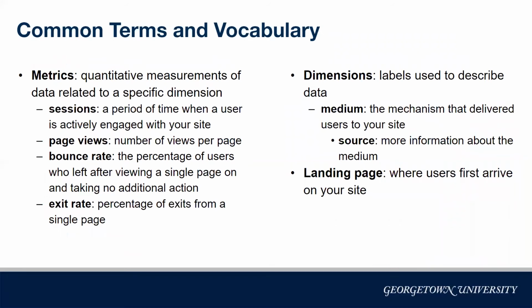So now I want to review some common terms and vocabulary that you might be seeing referenced throughout this workshop, as well as when you're working in Google Analytics. So starting off with metrics. This is definitely a common term, and it refers to the quantitative measurements of data related to a specific dimension. So to give a few examples of different types of metrics that you'll see in Google Analytics, the first one being sessions. And a session in Google Analytics is a period of time when a user is actively engaged with your site. And by default, this is set to 30 minutes, but you can go ahead and adjust this to either a shorter or longer amount of time, depending on your website needs.